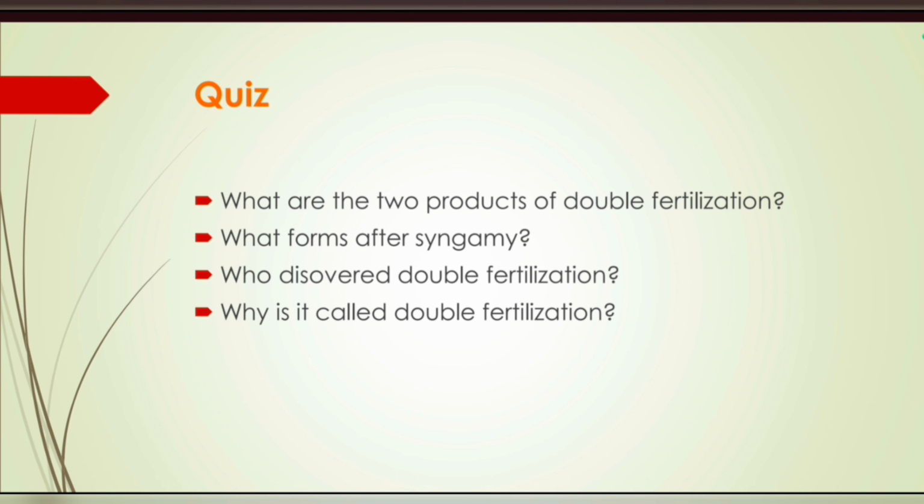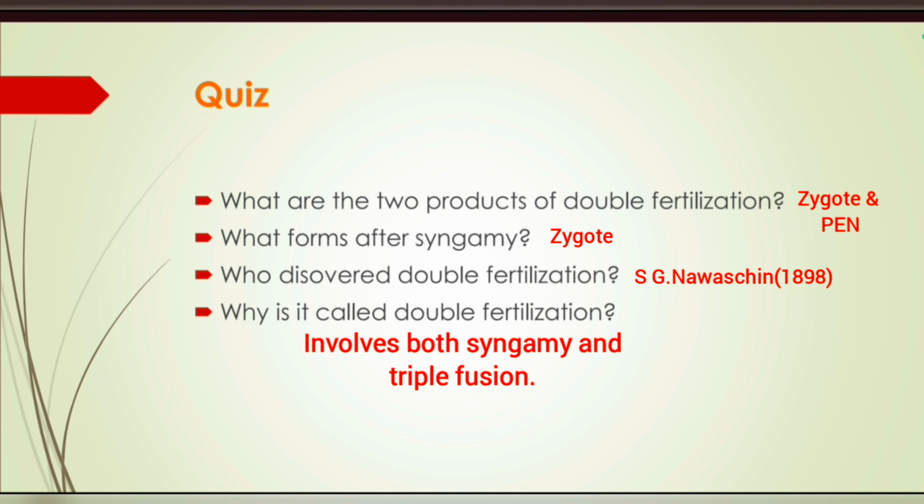Here are some questions. What are the 2 products of double fertilization? In syngamy, we first produce the zygote, and after triple fusion it produces the primary endosperm nucleus. Who discovered double fertilization? S.G. Navaschin. What forms after syngamy? Zygote. Why is it called double fertilization? Because it consists of 2 types of fusion, syngamy and triple fusion.